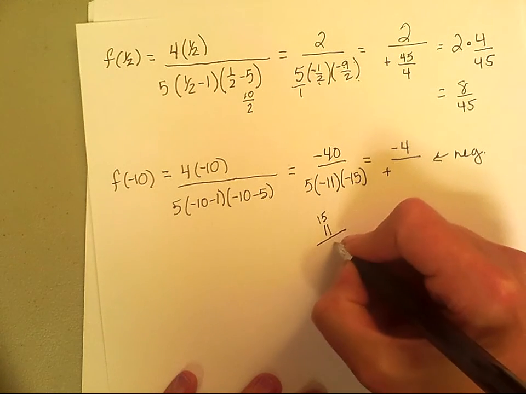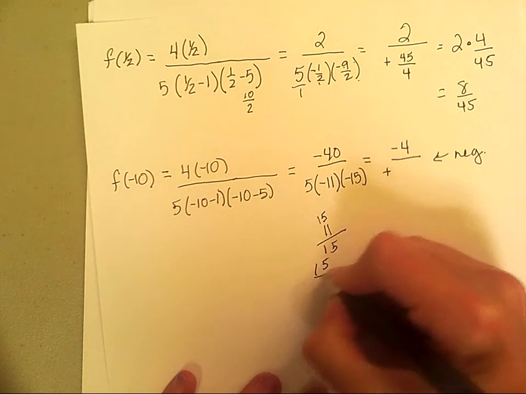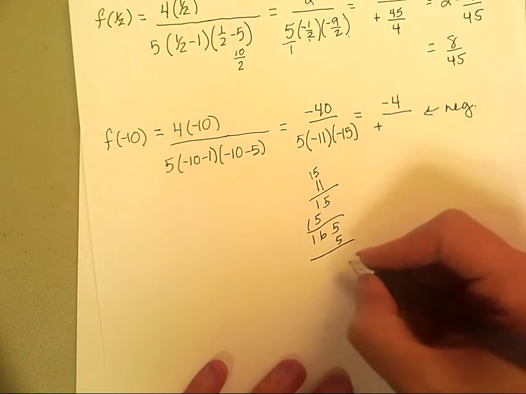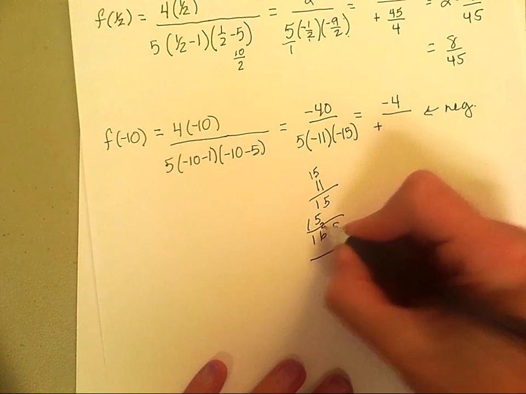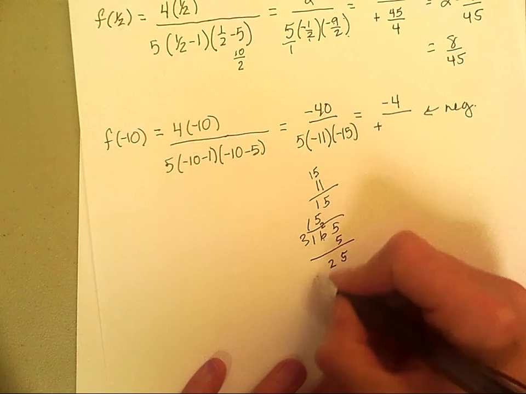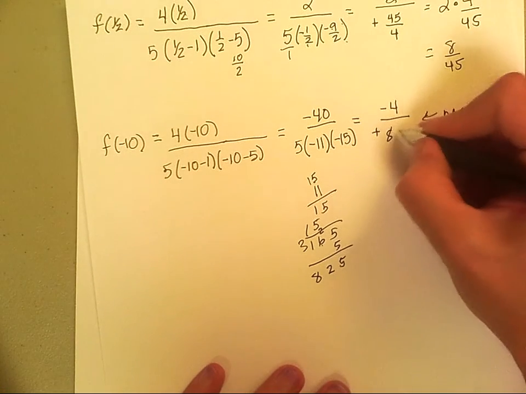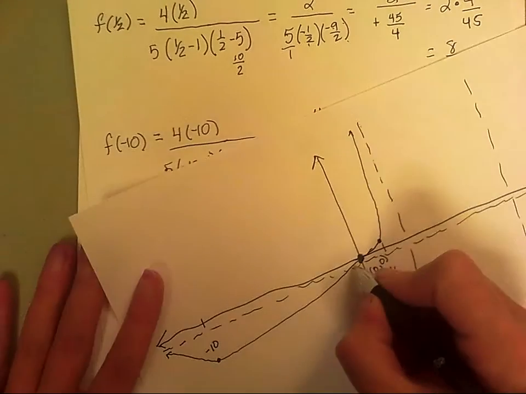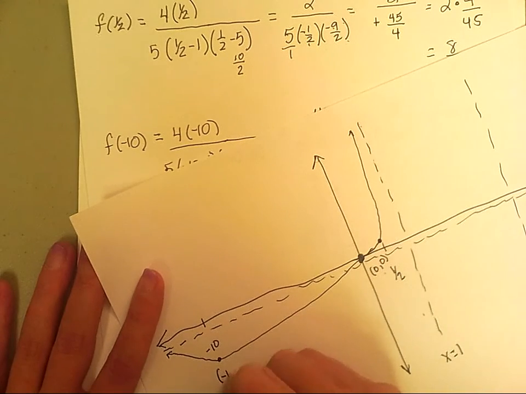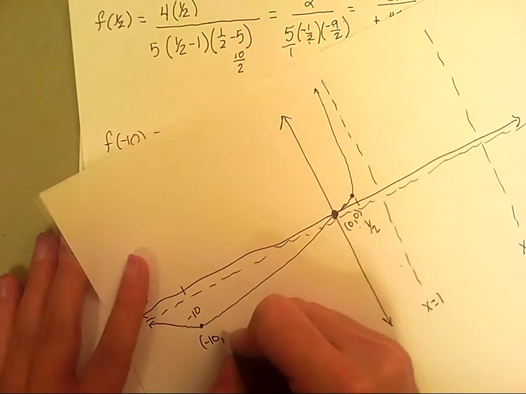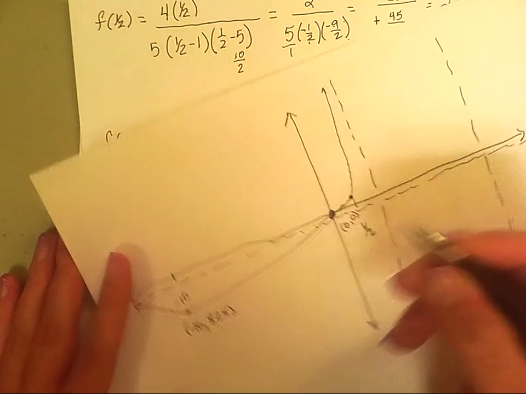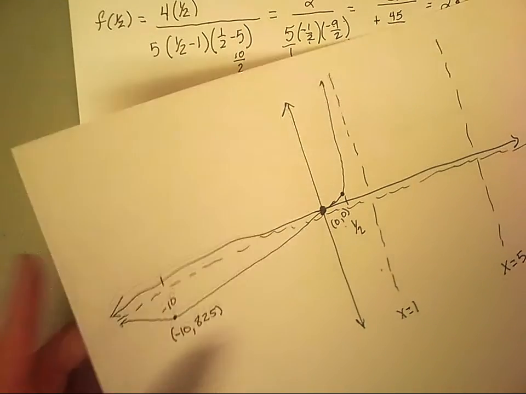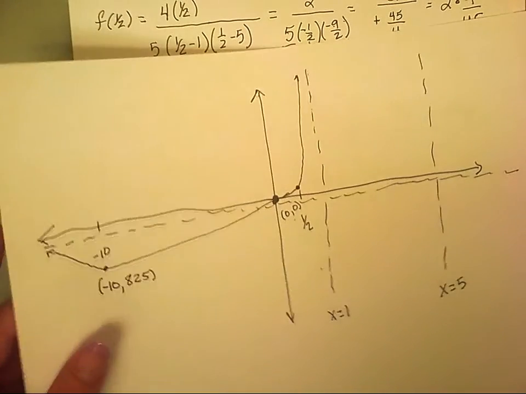And I guess I should actually figure out what this is. 15 times 11 is 165, and then we have to multiply that by 5, which is 825. So it's very, very small, a little bit smaller than that, but we'll label it to make our graph true. So it's coming very, very close in that direction, going back up.